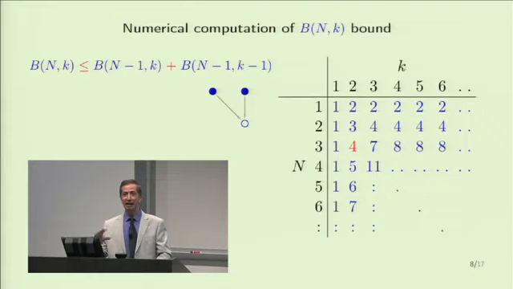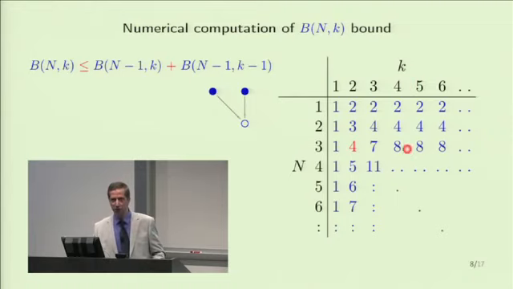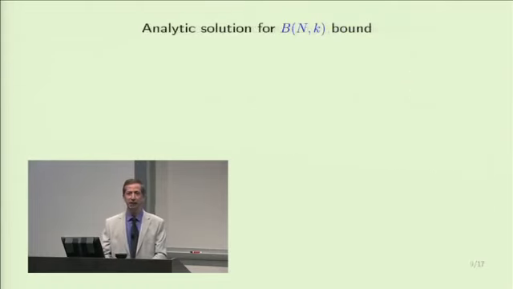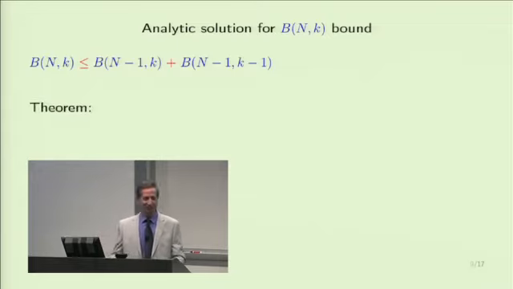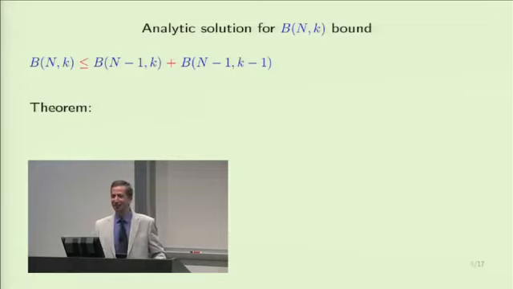So now let's go for the analytic version of that. What I'd like to do is find a formula that computes this number outright, so I don't have to go through this computation numerically, okay? So let's do that. This is the analytic solution for B of n and k. Again, this is the recursion. And now we have a theorem. When you are doing mathematical theory, you have to have theorems. Otherwise, you lose your qualifications, okay?